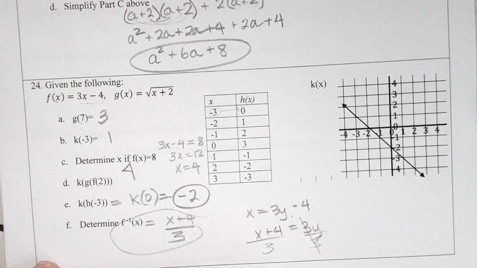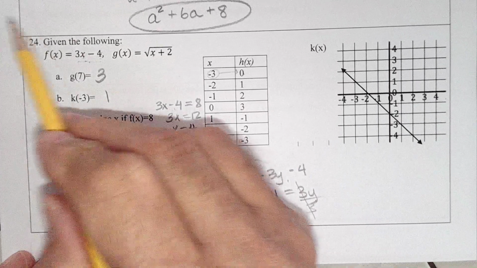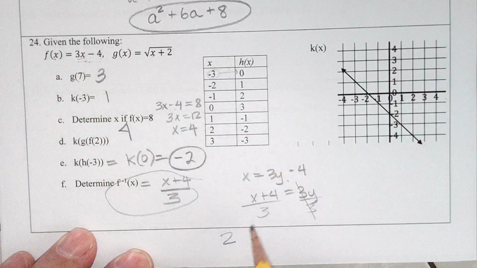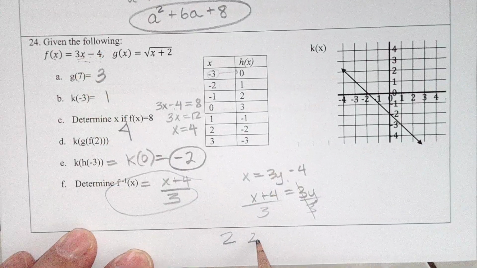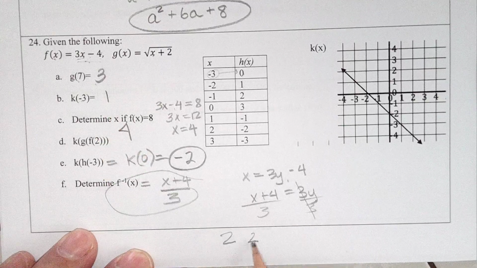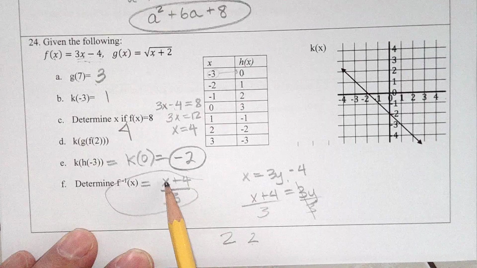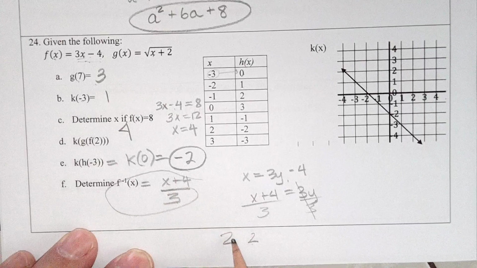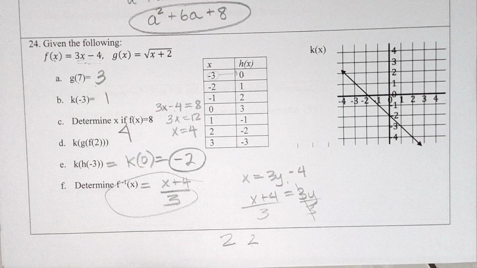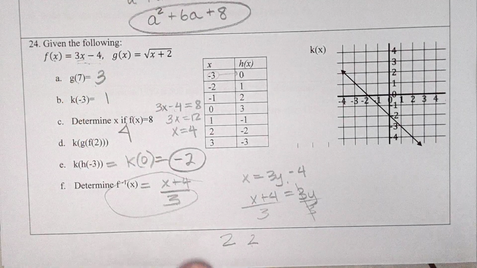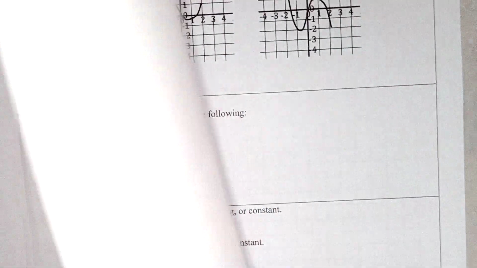If I put 2 into that original problem, 2 times 3 is 6, minus 4 is 2. Okay, so if I put in 2, I get 2. If I put 2 in here, I should get back to 2. 2 plus 4 is 6, divided by 3 is 2. If that didn't convince you, try 1 or 5 or something else. Okay. Next page.